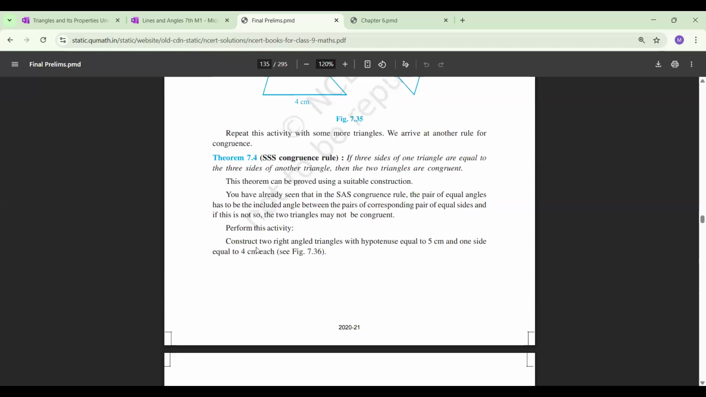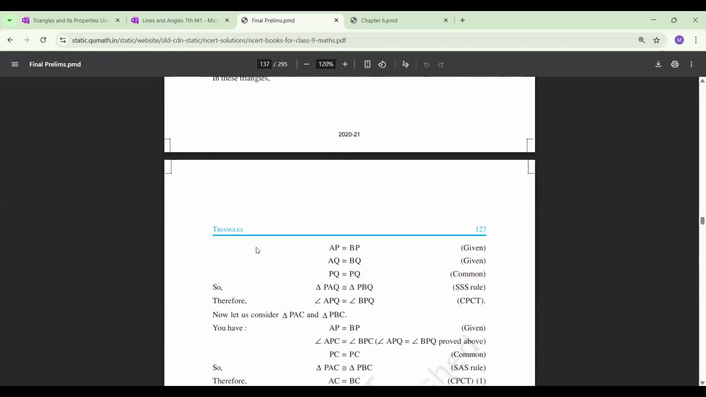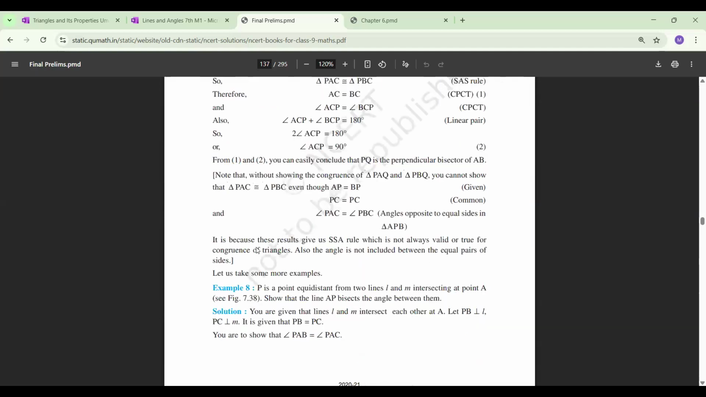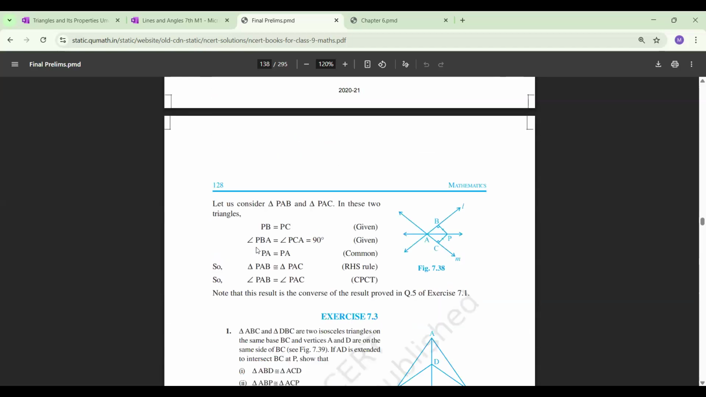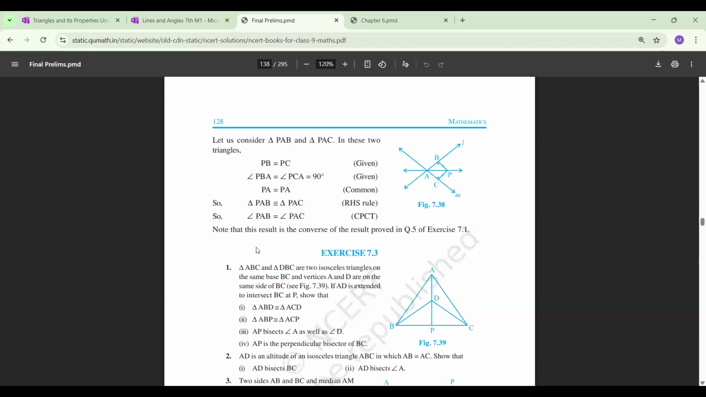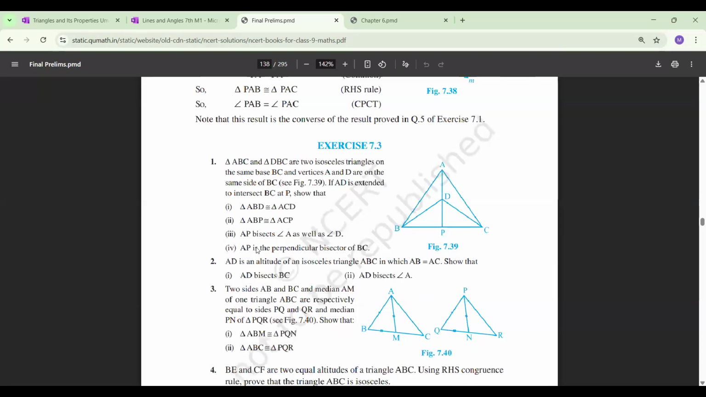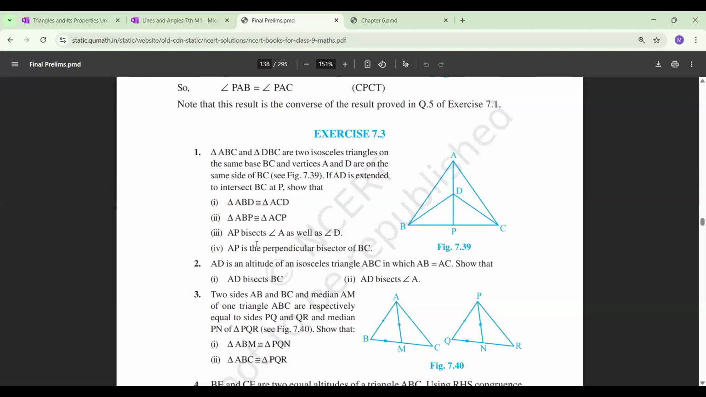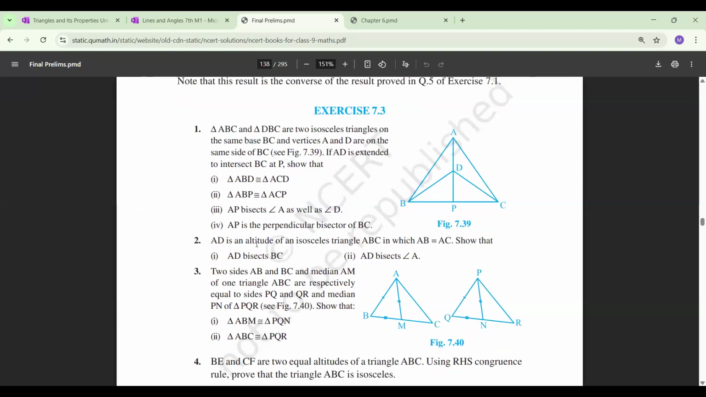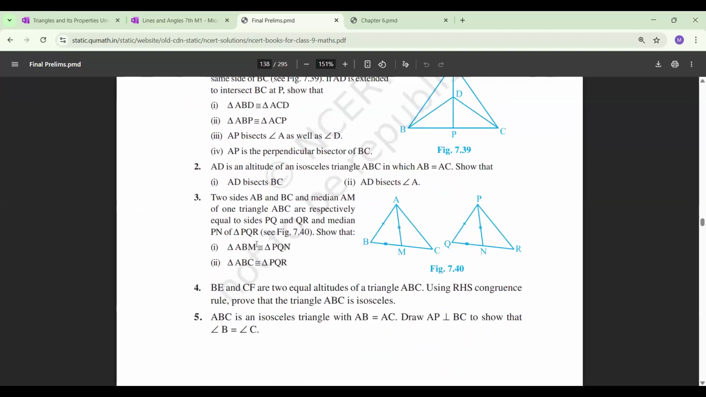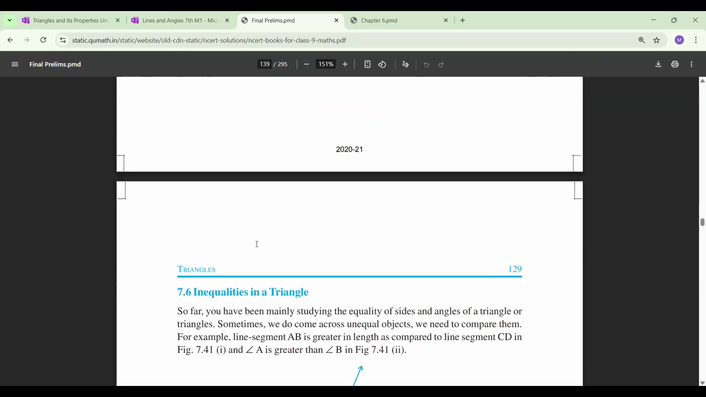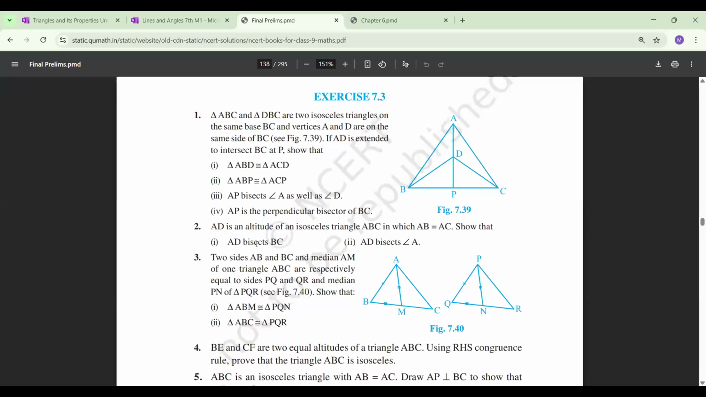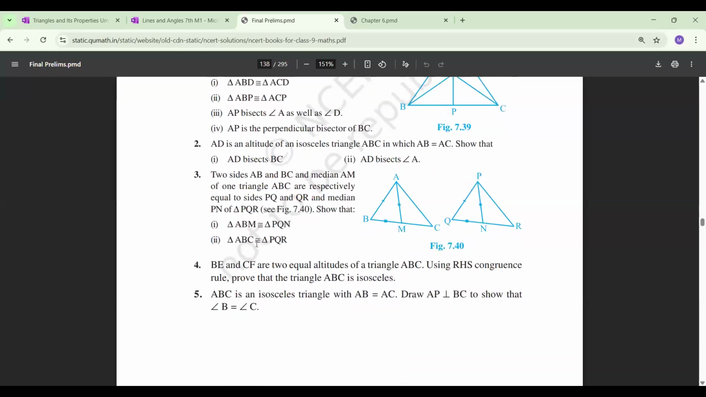So we were on this exercise, Umar. Today we will start with inequalities of a triangle. So two sides AB and BC.